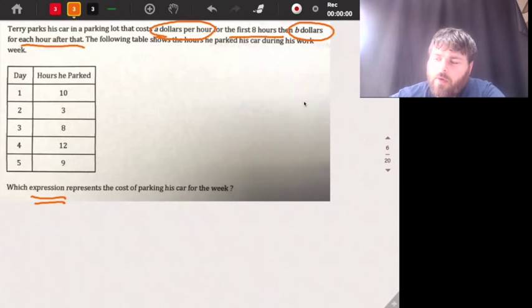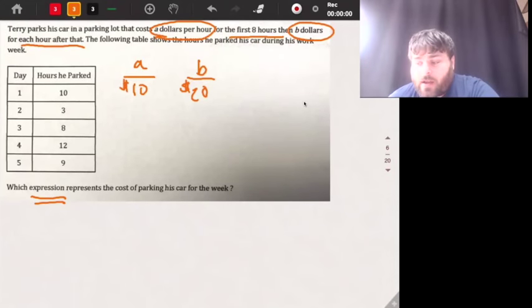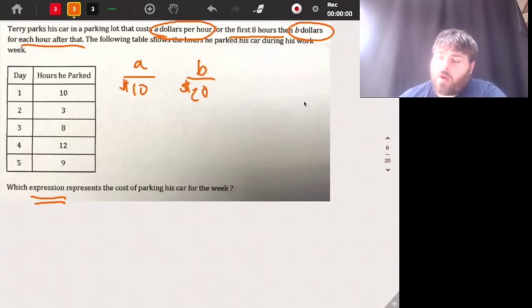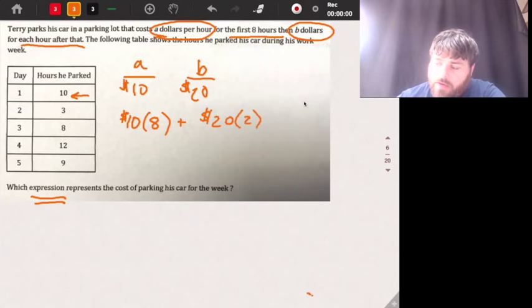What if A was $10 and B was $20? All right. Looking at this, we could calculate the cost of parking in this garage. So for the first 8 hours here, there's 10 hours total, but the first 8 hours he was charged $10 per hour. So I would say $10 times the first 8 hours, plus $20 for those 2 additional hours, okay? That would be day 1.